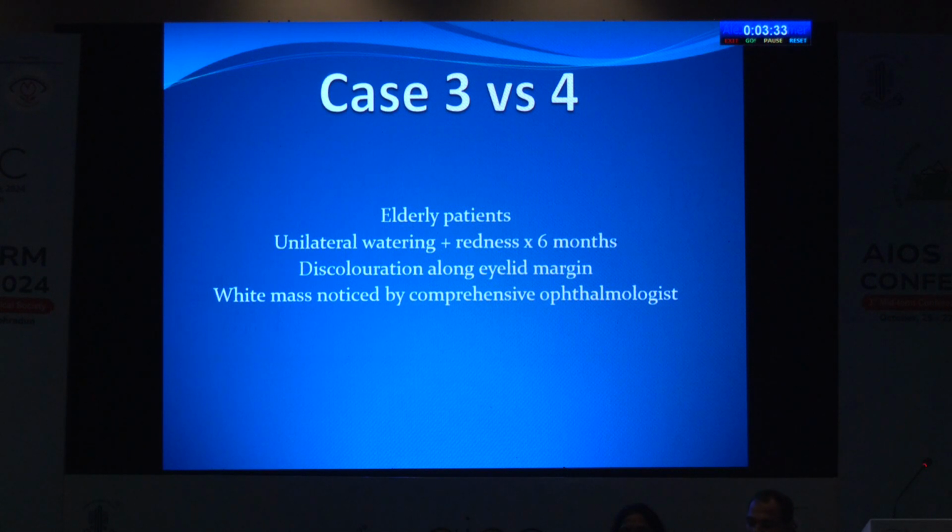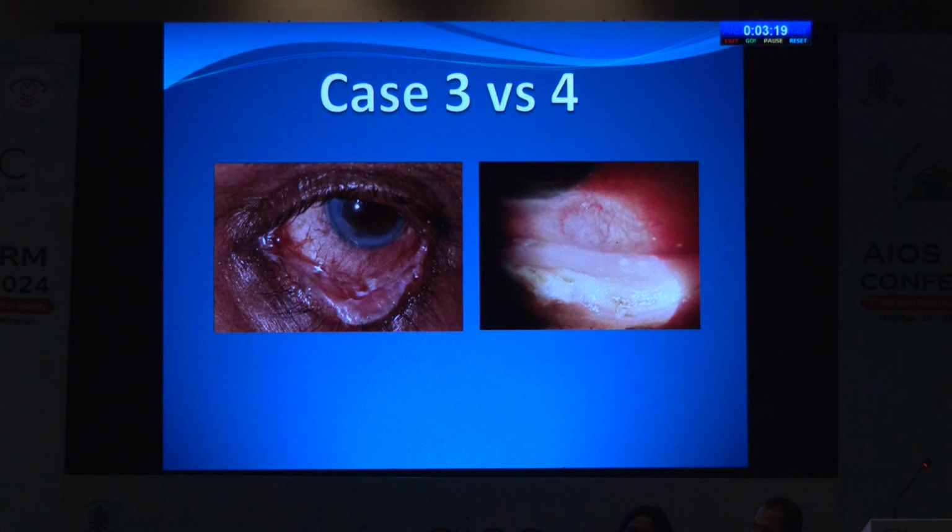with redness over 6 months, and there was some whitish discoloration along the lid margin. So they were first seen by a general practitioner who told them it was vitiligo. Then they were referred to a comprehensive ophthalmologist who noticed a white mass in the fornix. And so these were the 2 patients. The first patient was a male patient. Only in the left eye, there was discoloration of the lower lid margin and some involvement along the upper lid punctum as well. And in the other patient, we can see there is a large mass with an ectropion.